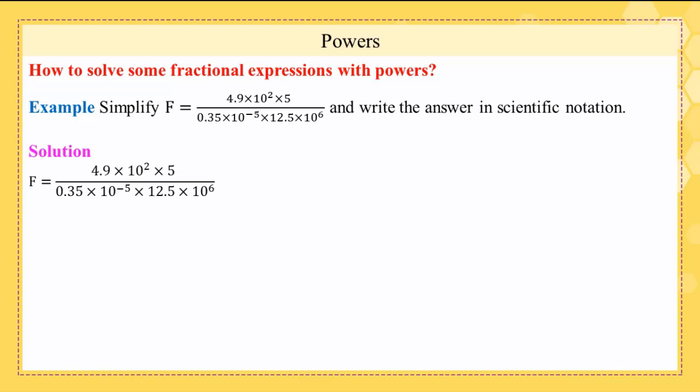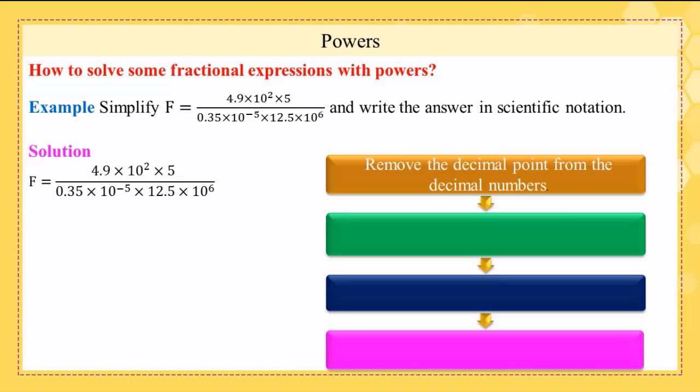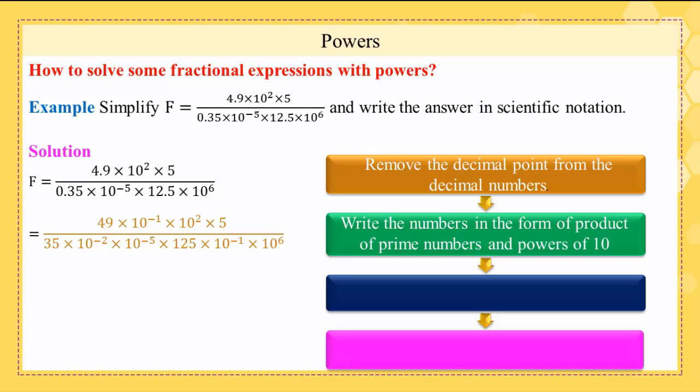Solution: here F has decimal numbers, so the first step is to remove the decimal points from the decimal numbers. We write 4.9 as 49 times 10 to the power minus 1, 0.35 as 35 times 10 to the power minus 2, also 12.5 as 125 times 10 to the power minus 1. Second step, write the numbers in the form of a product of prime numbers and the powers of 10. Thus, 49 is 7 square, 35 is 5 times 7, and 125 is 5 power 3.